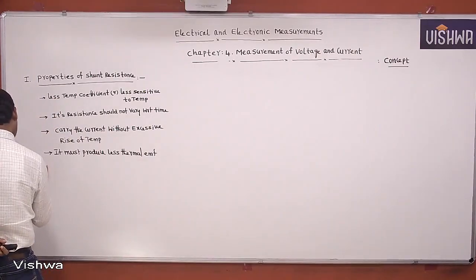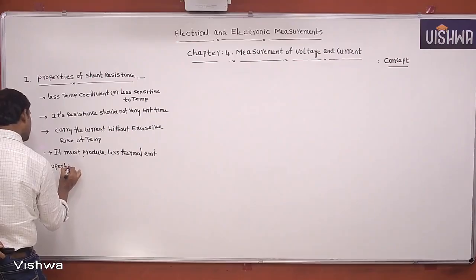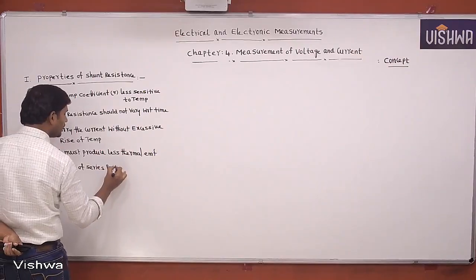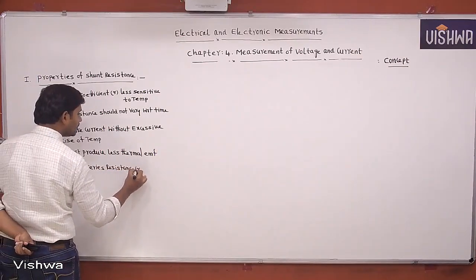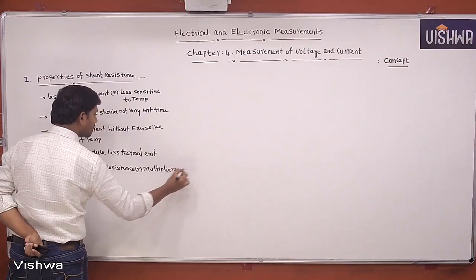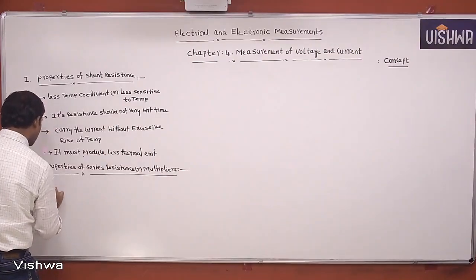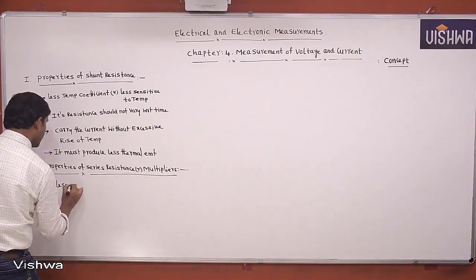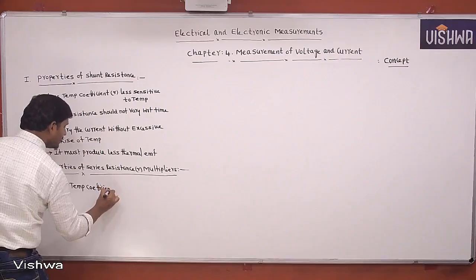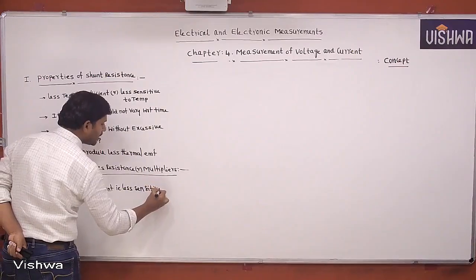What are the properties of series resistance, or multipliers? It is also called multiplier resistance. It also has a low temperature coefficient, that is, it is less sensitive to temperature.